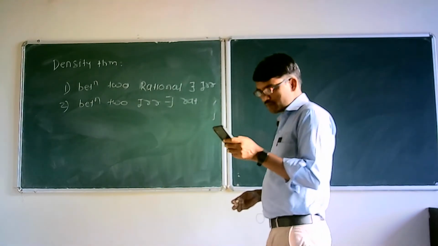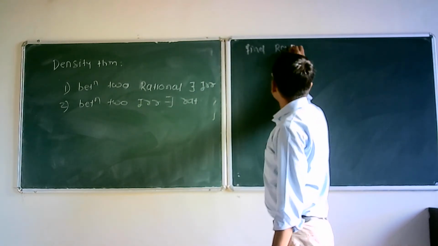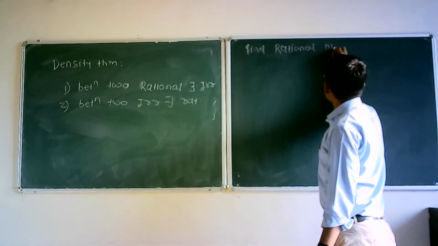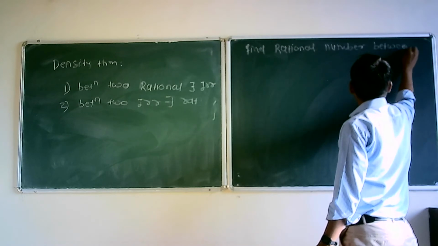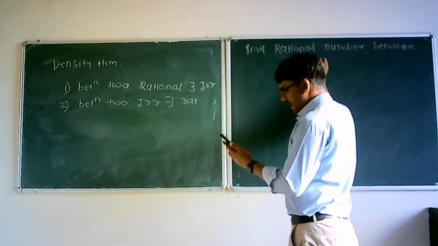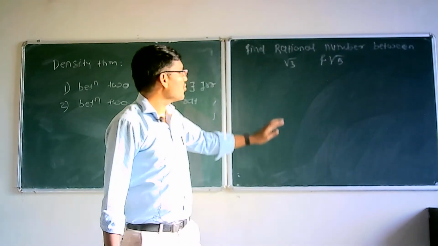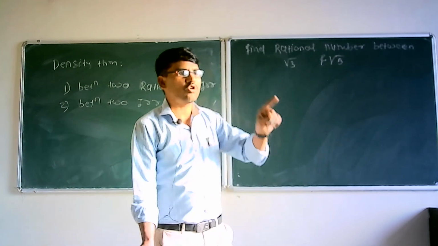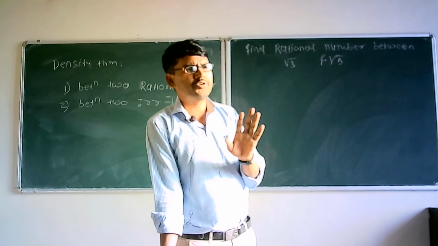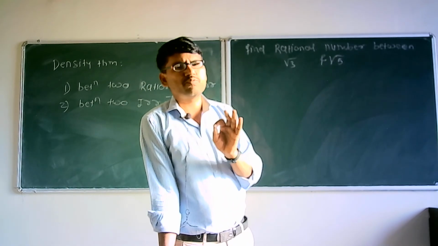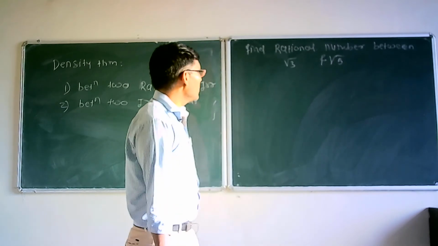Find a rational number between under root 3 and under root 5. We all know that these two are irrational numbers, because the square root of any prime number is an irrational number. We want to determine a rational number between root 3 and root 5. There are infinitely many rational numbers between root 3 and root 5, but you want to determine a single rational number between them.